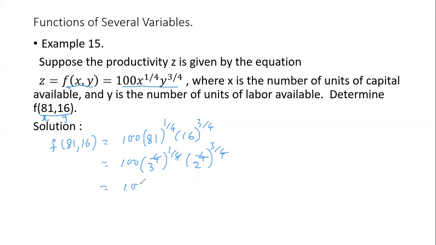We get 100 times 3 to the power 1 times 2 to the power 3, which is 8. This is 2400. That is example 15.